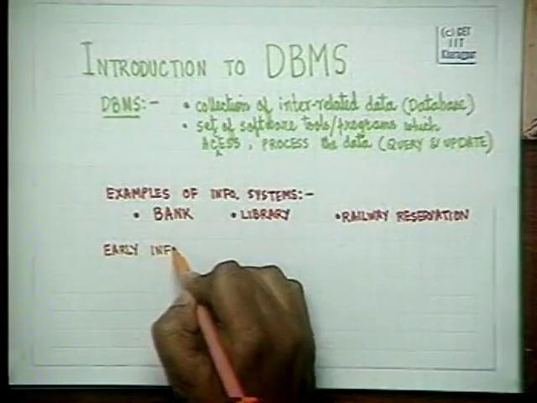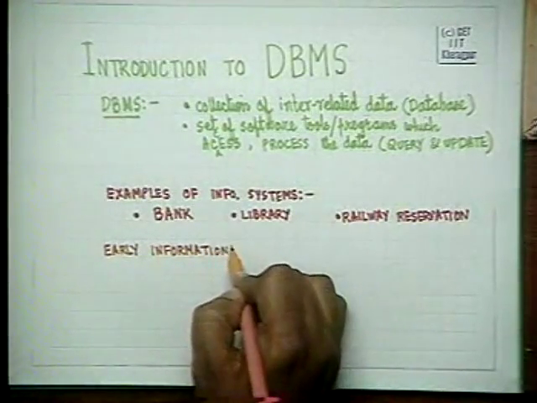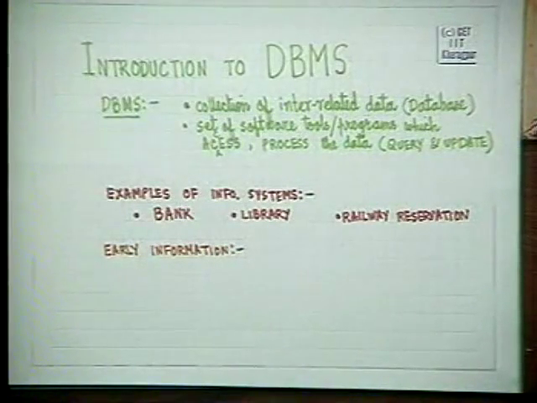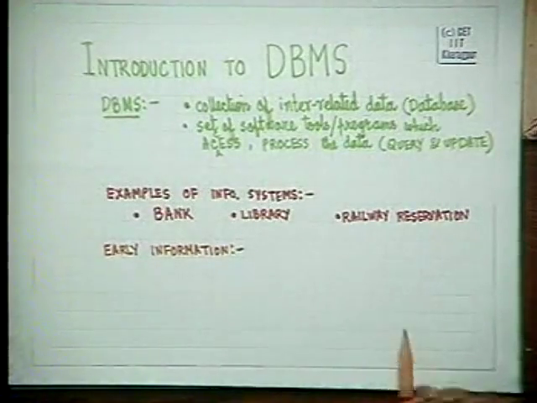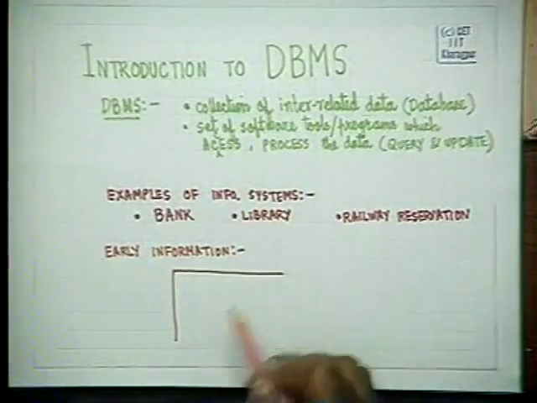was direct use of the operating system. Now, the operating system gives you access to files. All right. So, the early information systems were like this.